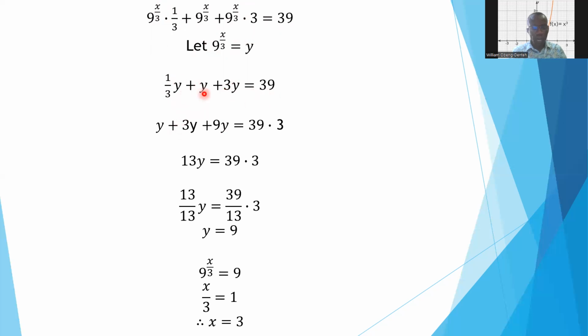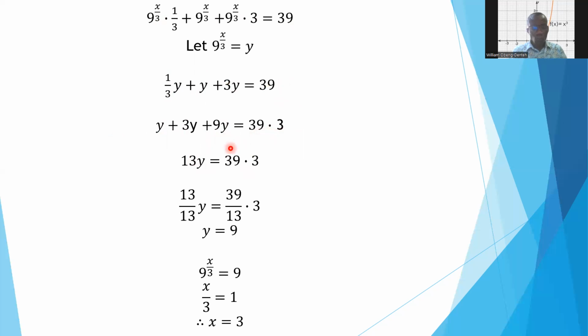From here, we have y, y, y. So let's try and clear the denominator 3. So you multiply through by 3. So 3 times 1 over 3 will give us 1, so we get y. 3 times 1 here will give us 3y. And then 3 times 3 will give us 9y. So you get y plus 3y plus 9y, giving us 13y. We also multiply the other side by 3. So 39 times 3.